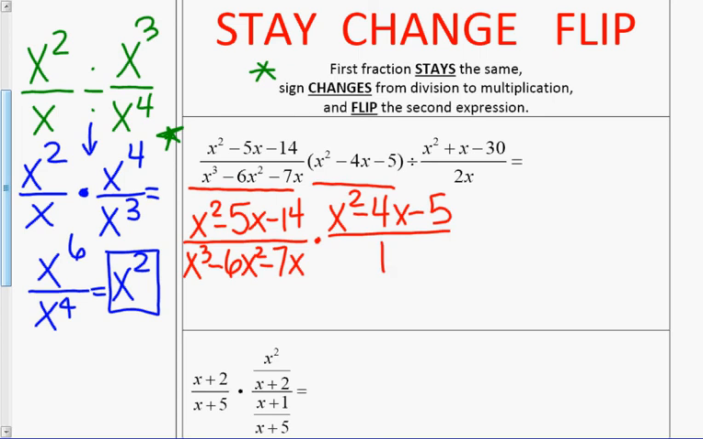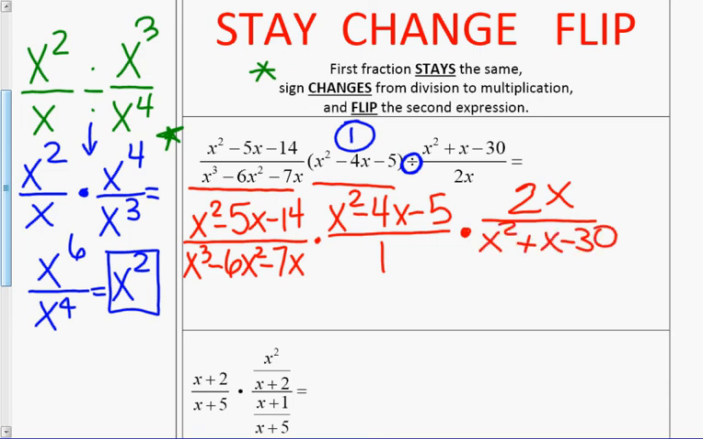Now here's where the state change flip comes in, because I have that division sign there. So here's that first fraction that's staying the same. Now I'm going to change the division to multiplication, and we go ahead and flip the second expression. So we flip it, and it should be 2x over x squared plus x minus 30.